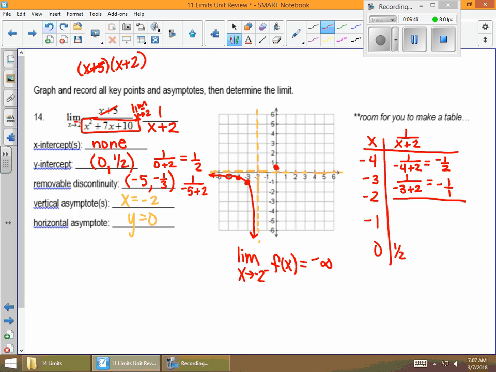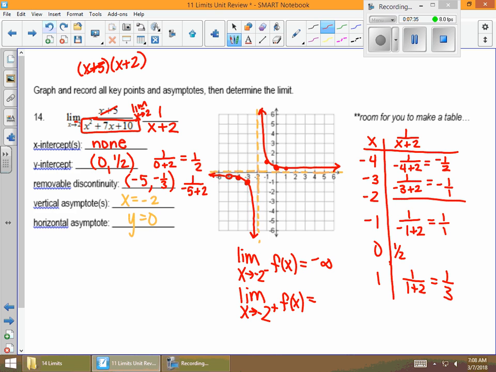Okay, let's see what's happening from the right. So we know at 0, our value is 1/2. At negative 1, when I plug in negative 1 plus 2, which is 1, I get 1 over 1. So my point is negative 1, positive 1. Again, we could plug in negative 1.5. We could plug in 1 and figure out what that value is. 1 over 1 plus 2 is 1/3. So at 1, we're at positive 1/3. So our curve on this side looks like this. While you're practicing, you can definitely check on your calculator. So the limit as x approaches negative 2 from the right of our function is positive infinity. So our two-sided limit does not exist.